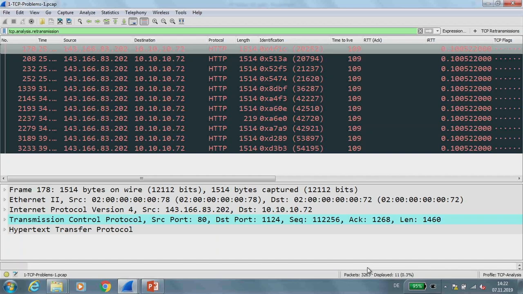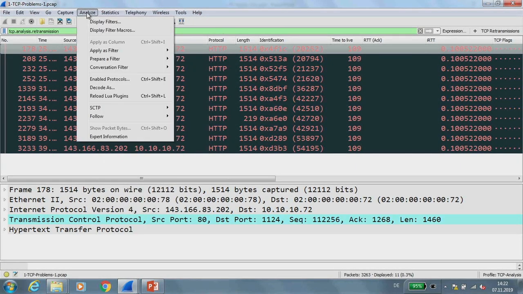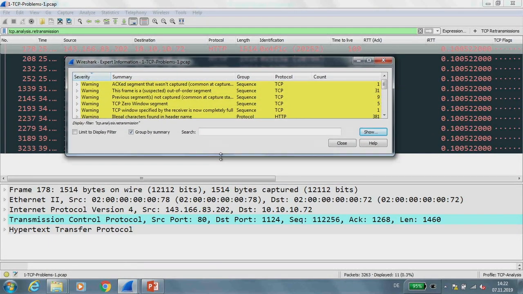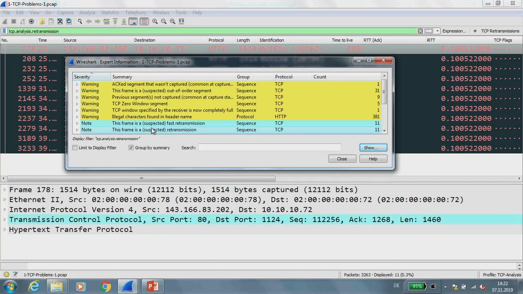I didn't talk to the customer. I just had the trace file. But you need to identify whether the user was happy or not. Plus, is this happening on a constant basis or maybe just once? If it's just once, I don't care. So 0.3%. If I look at analyze and the expert information, this is where I see the rest. 11 retransmissions. Okay, let's leave it this way.